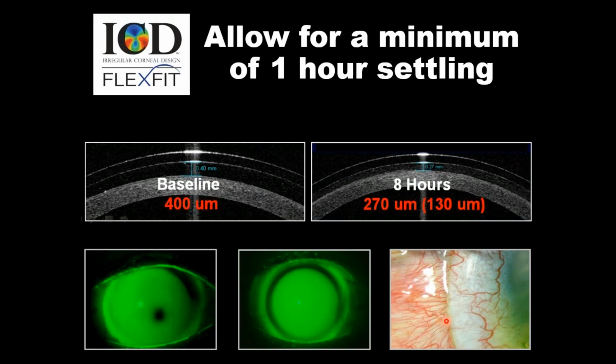Now, if you don't have an hour, if you're rushed one day or the patient doesn't have the time, it's okay to rush to conclusions, to order your lens, and then you will assess that. And after an appropriate amount of settling time, we can determine, did we need any modifications? So do you have to have an hour? No, but the longer you go, the more certain you'll be of your first custom lens parameters and therefore the first fit success.